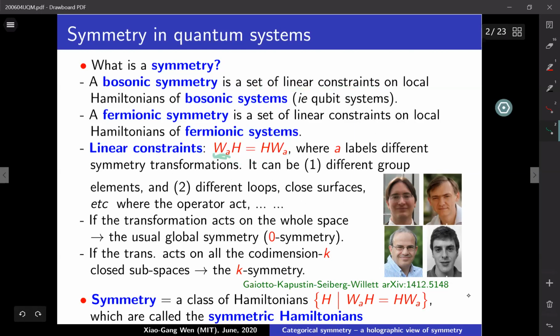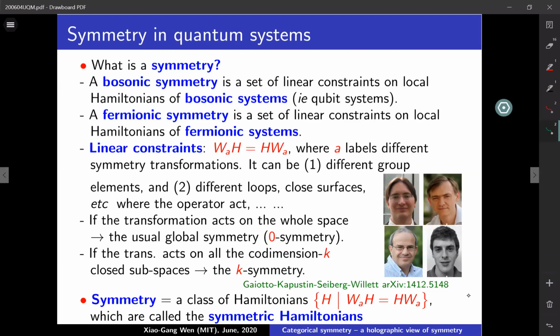Usually we have many constraints, many linear transformations. So this A is usually maybe like a group element, and that's like a global symmetry. Or the A can label different loops on the surface, and this loop or surface is where the transformation acts. In this case, we get some kind of higher symmetry. For example, if the symmetry acts on the whole space, we get a zero symmetry. If the symmetry acts on a codimension-K closed subspace, then we get some kind of K symmetry.